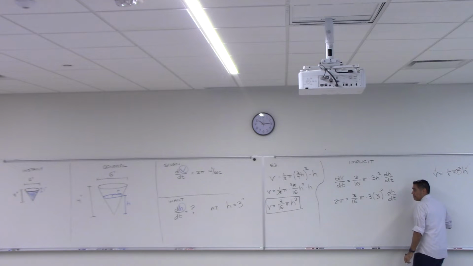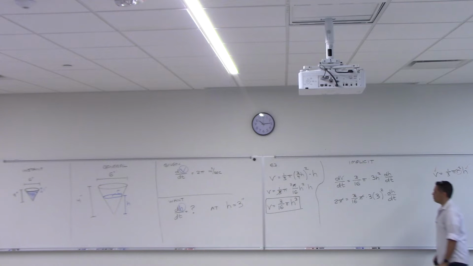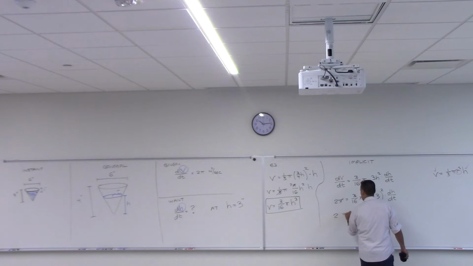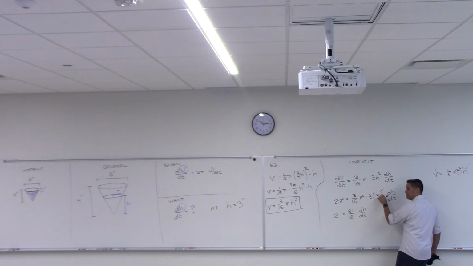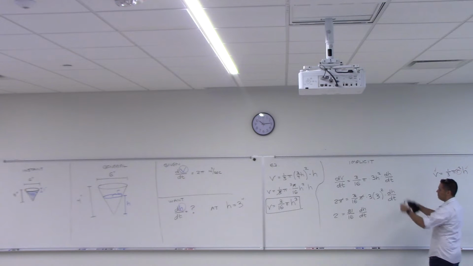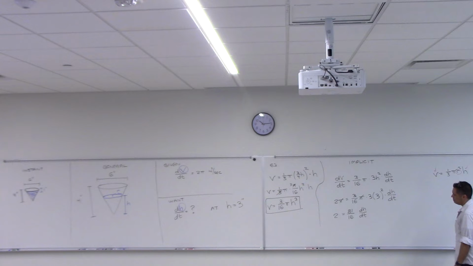Real quick, I see pi's on both sides. I'm just going to divide by pi. That'll just kill the pi's off. On the right, I think I have 81 over 16. Yeah, 81 over 16. So 2 equals 81 over 16 times dh/dt, right? 3 times 3 times 3 times 3. And then just flip, so 32 over 81. Does that reduce? I don't know if it reduces.